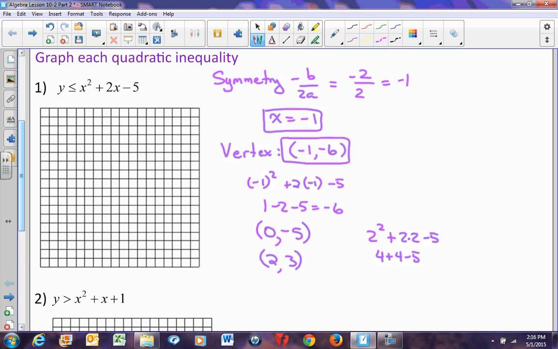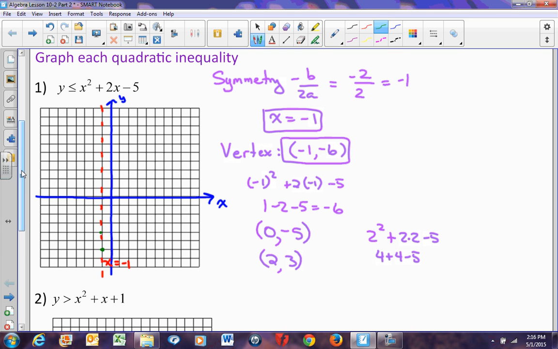I can now plot all of these points after I draw my x and y axis in, obviously. So let's draw my x and y axis in. There's my x-axis, there's my y-axis. I'm going to plot the point (-1, -6), and I think I'm going to graph in green. Negative 1, negative 6: 1, 2, 3, 4, 5, 6. That's this point here. My axis of symmetry is at x equals negative 1. I'm going to label that, because I don't want people to think that's my graph.